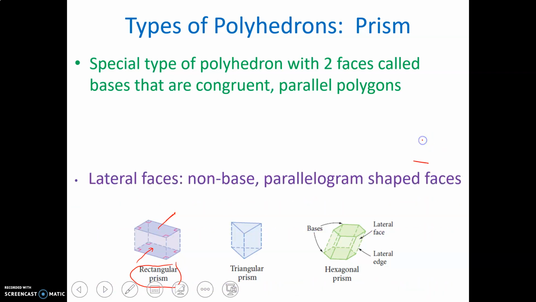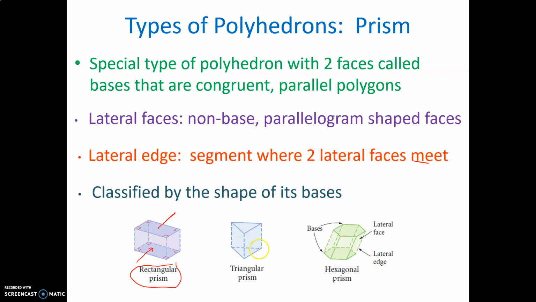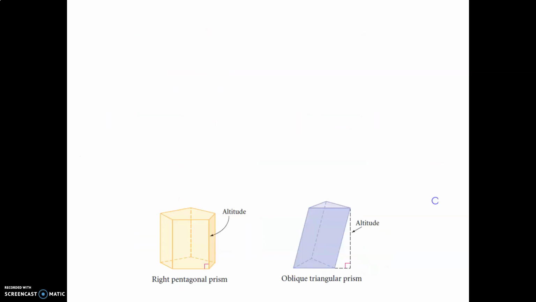The next thing probably says that's how we name them. They're classified by the shape of the bases. So these bases here are parallel to each other, congruent to each other. They are triangles, so that's a triangular prism. And this guy here has a hexagon on the top and a hexagon on the bottom, parallel and congruent, and those are called a hexagonal prism.